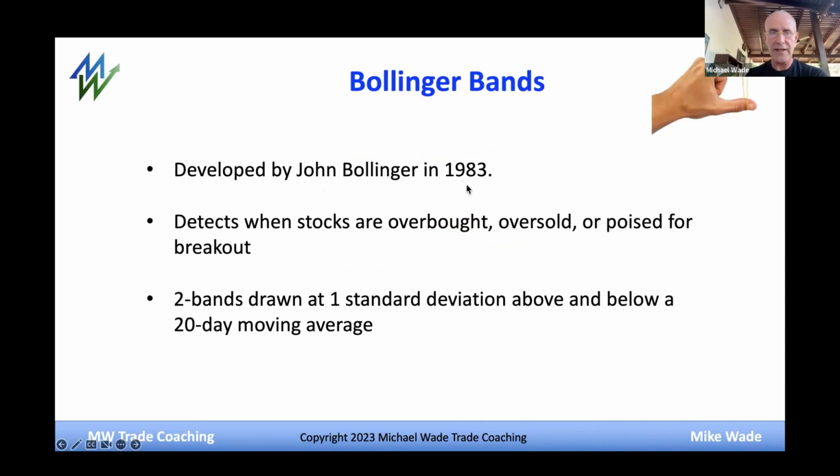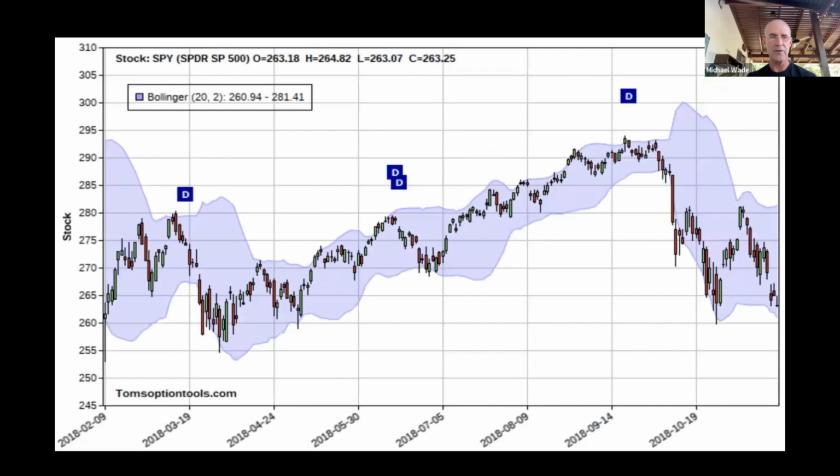Developed by John Bollinger in 1983. It detects when stocks are overbought, oversold, or poised for breakout. And the way you construct them is it's really two bands drawn at one standard deviation above and below a 20-day moving average. Here's what I'm talking about. So this is an older chart. These are Bollinger Bands, and the upper band and the lower band are one standard deviation away from a 20-day moving average.